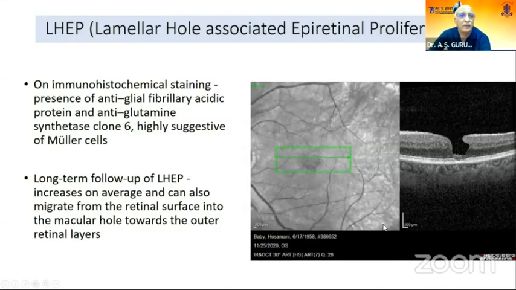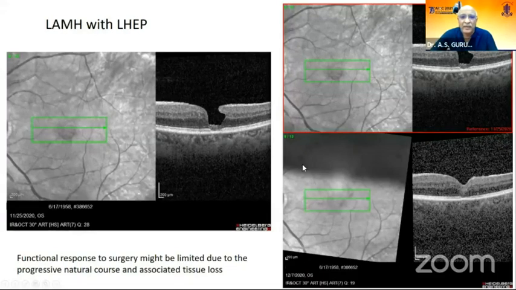Lamellar hole associated epiretinal proliferation is something that can be operated in certain cases. One example of an LHEP in association with an LAMH was operated and had closure but the vision did not improve much.